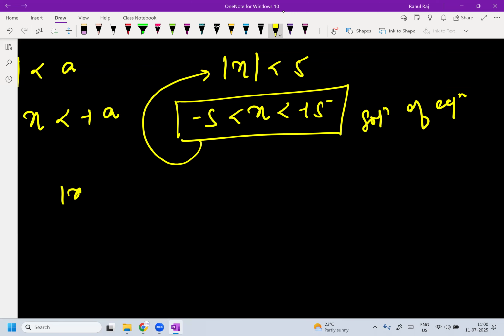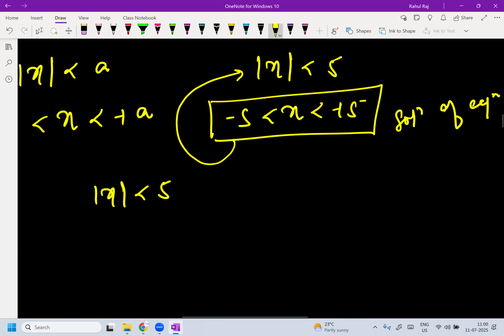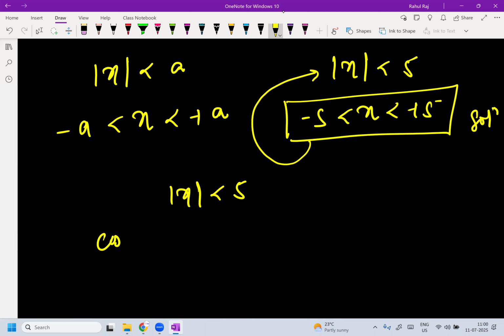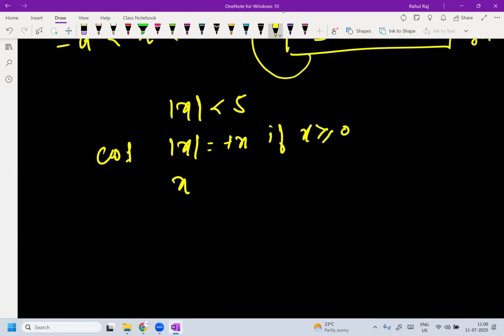So mod x less than 5. So case 1: mod x is equal to positive x if x is greater than or equal to 0. So let's say x less than 5, so x is less than 5 for x greater than or equal to 0. It means the common solution is what? x lies between 0 and 5.